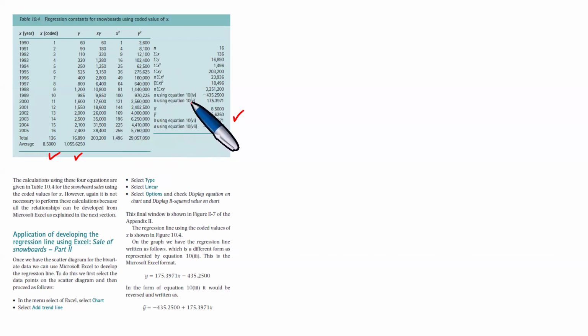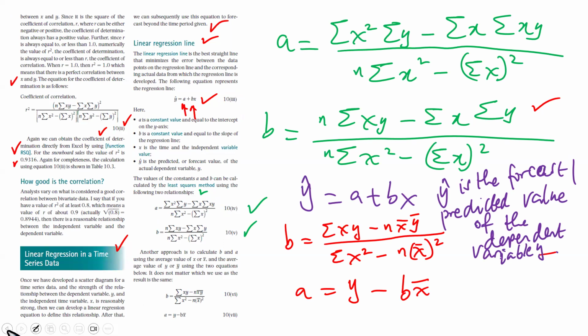A using equation 10.4 is minus 435. B using equation 10.5 is 175. X bar is 8.5 and Y bar is 1055. Now we're going to use the two equations. There's one that uses averages for the B, and let's look at the formula, for instance, this one here. Using this formula, you can get B because we already have the average of the X and the Y, and we divide by that.